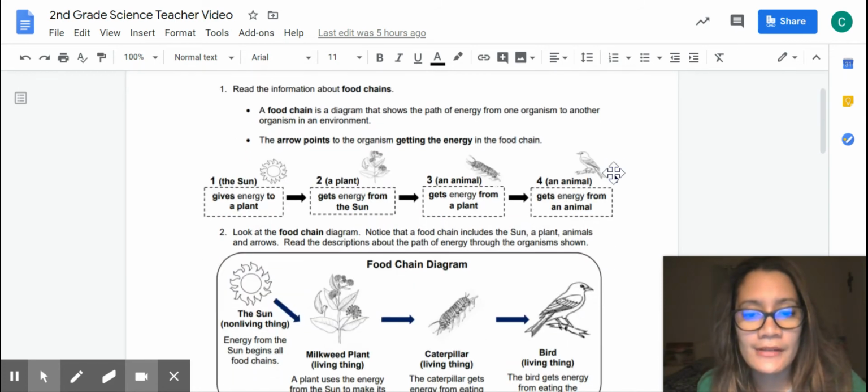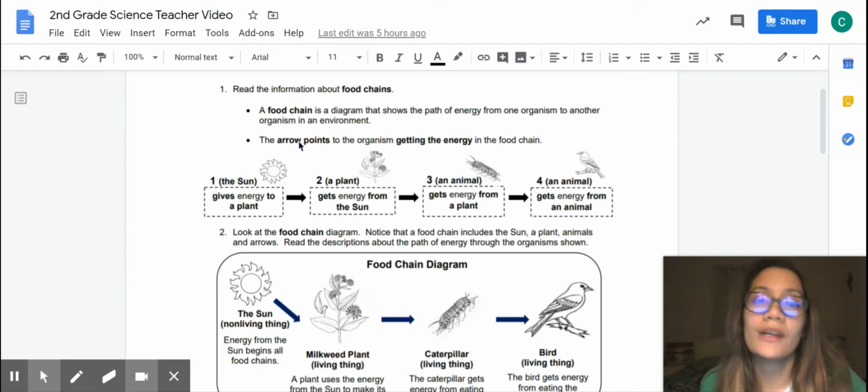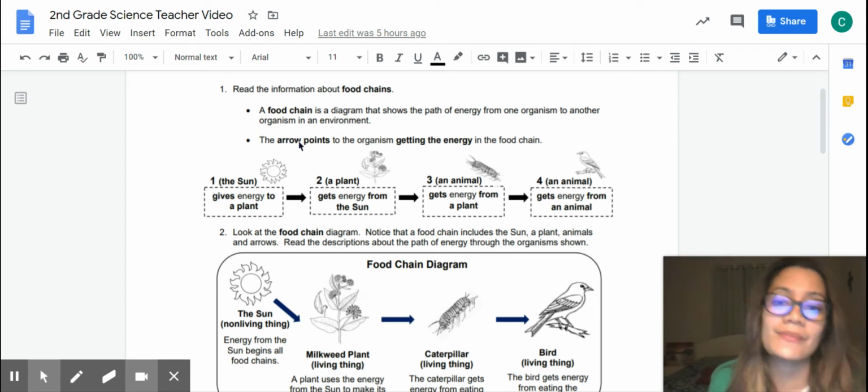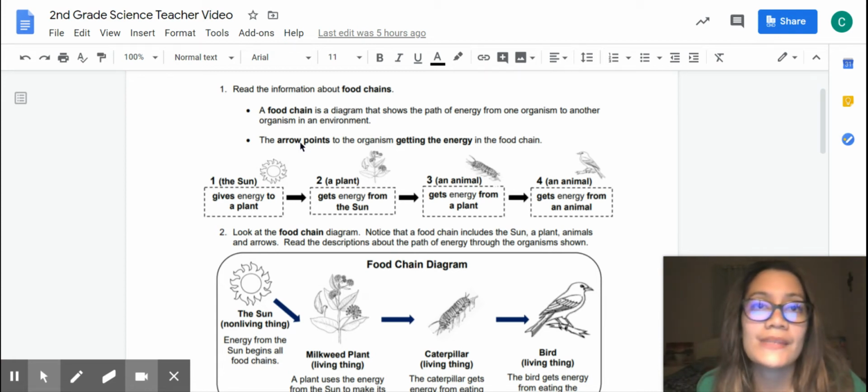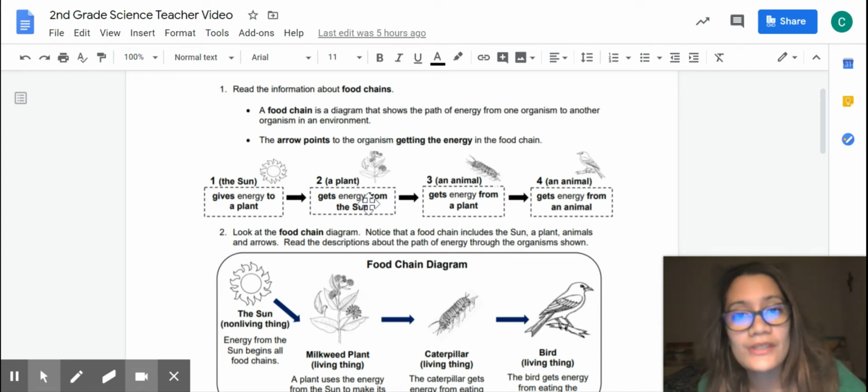So just as a reminder, a food chain is a diagram that shows the path of energy from one organism to another organism in an environment. And the arrows represent the flow of energy, or the organism getting the energy in the food chain. So this was just like my first video, outdoor edition.